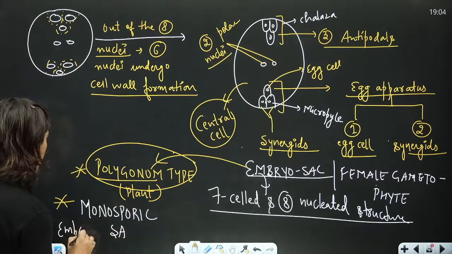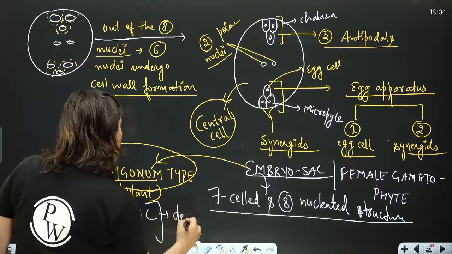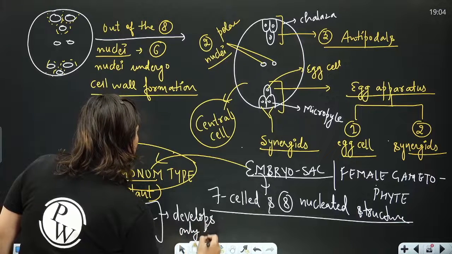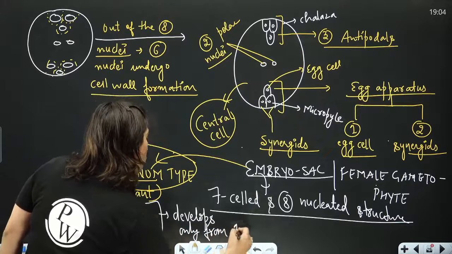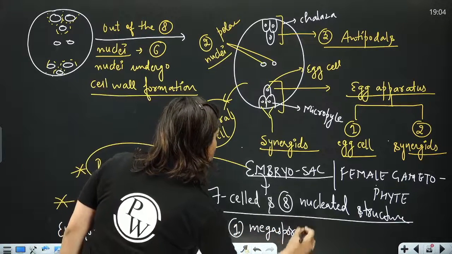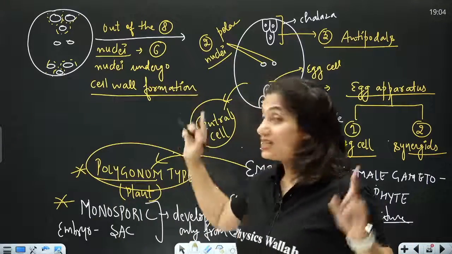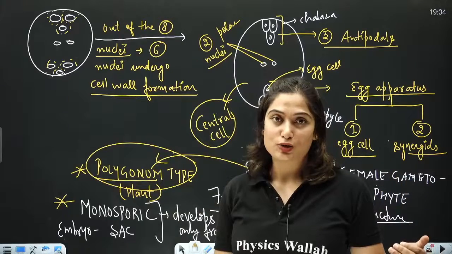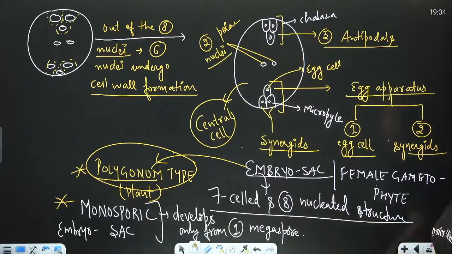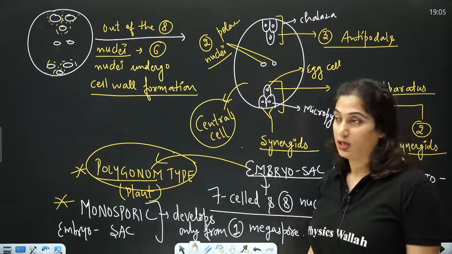What is the meaning of monosporic embryo sac? That the embryo sac develops only from one megaspore, because the rest 3 of the megaspores degenerated, but the one single megaspore ultimately gave rise to the female gametophyte. So you have to remember these things about the embryo sac, right? It is a 7-celled, 8-nucleated structure, it is polygonum type, and it is monosporic in nature.